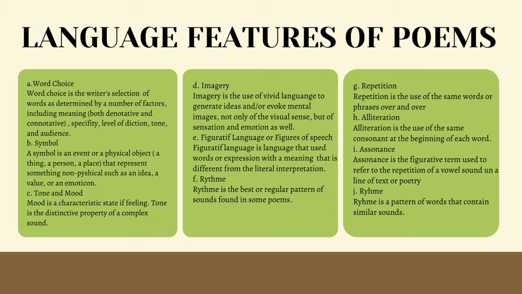F. Rhythm. Rhythm is the base or regular pattern of sounds found in some poems. G. Repetition. Repetition is the use of the same word or phrases over and over. H. Alliteration. Alliteration is the use of the same consonant at the beginning of each word. I. Assonance. Assonance is the figurative term used to refer to repetition of a vowel sound in a line of the text or poetry. J. Rhyme. Rhyme is a pattern of words that contain similar sound.